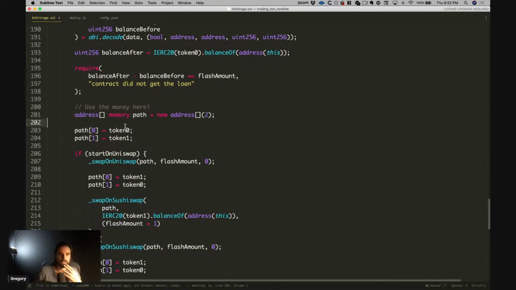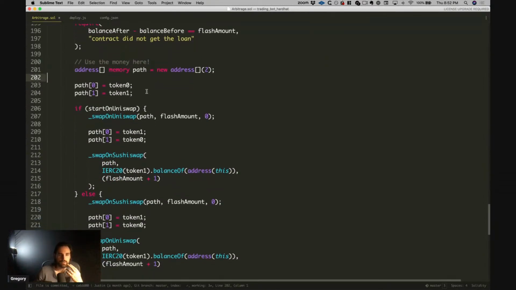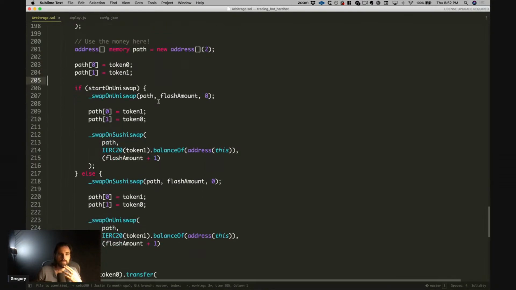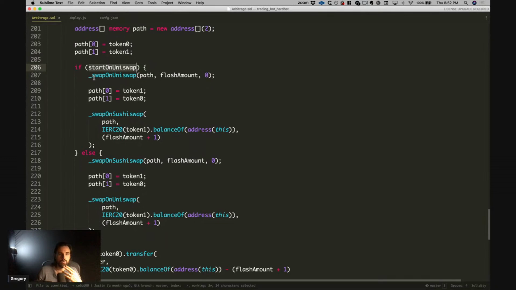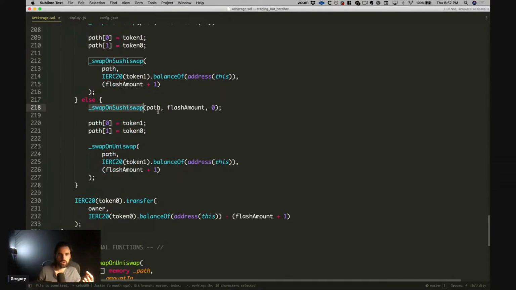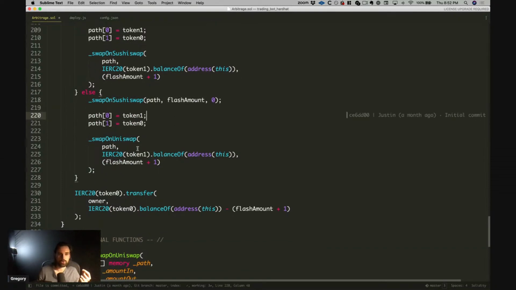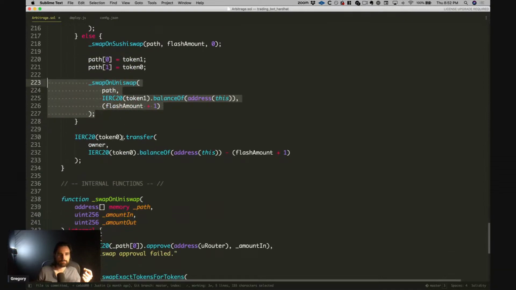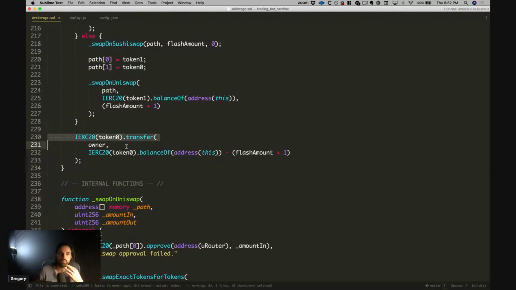So what we do is basically we construct an array of addresses and we give it the path, so token 0, token 1. And then basically if we're starting on Uniswap, we're going to swap on Uniswap, change the order, and then swap the opposite direction on SushiSwap. We'll get into these functions in a second, but if we're not starting on Uniswap, then we'll do the opposite. We'll start by swapping on SushiSwap with the path, and then we'll swap the order and then swap on Uniswap. And then whenever we're done, the flash loan's automatically going to pay itself back. And then we are going to transfer to the owner the balance of the tokens, minus the flash amount.